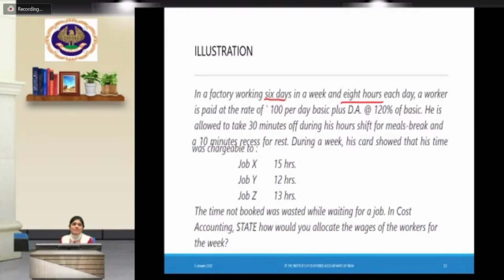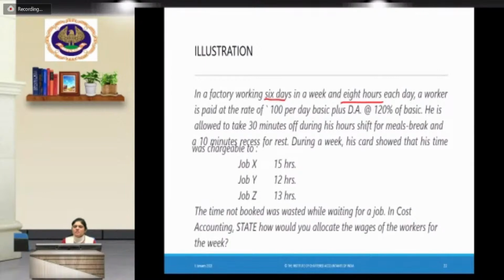That means the rest of the time he was sitting idle. Clear? And how much time should he sit idle? 30 plus 10, 40 minutes in a day he should sit idle effectively. All right. But how much he has actually been sitting idle, that we have to calculate here. So during a week, his card shows this is the time. The time not booked was wasted waiting for a job.